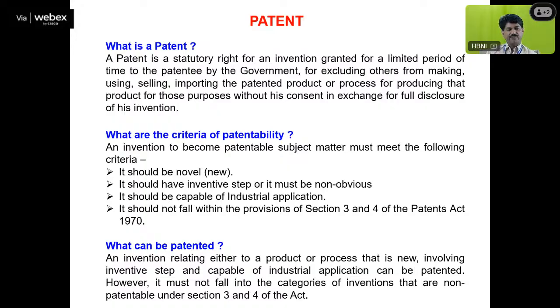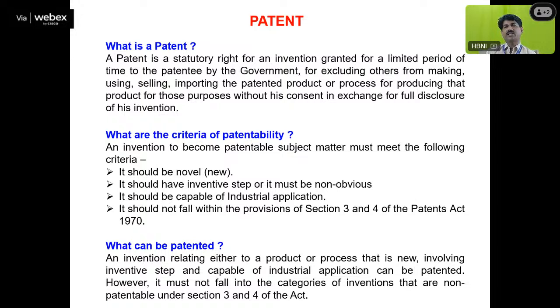Next, it should have an inventive step, or it must be non-obvious. It should not be normal. If it is a very normal type of thing, then it will not get the patent registration. Next, it should be capable of industrial application. Just for the sake of patenting, the patent will certainly not be provided. So it should have some industrial applications.